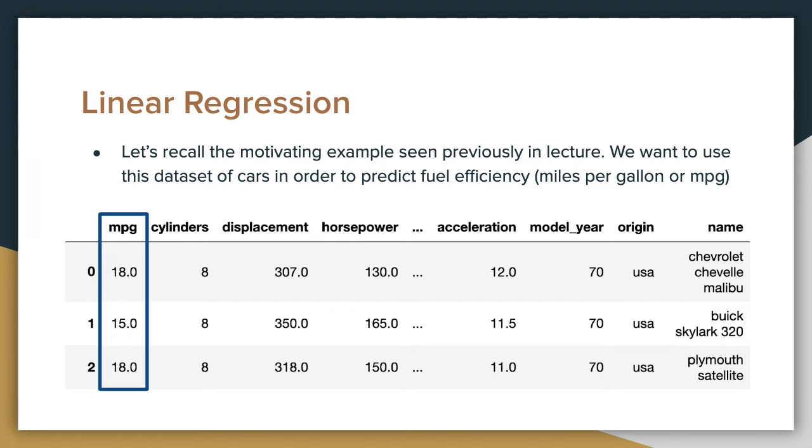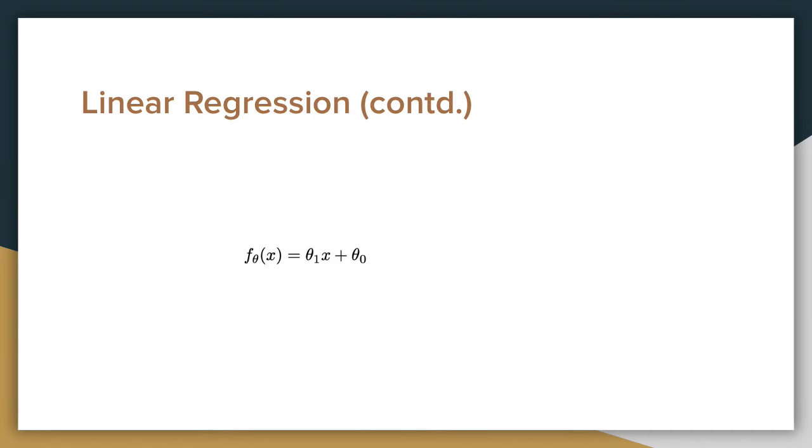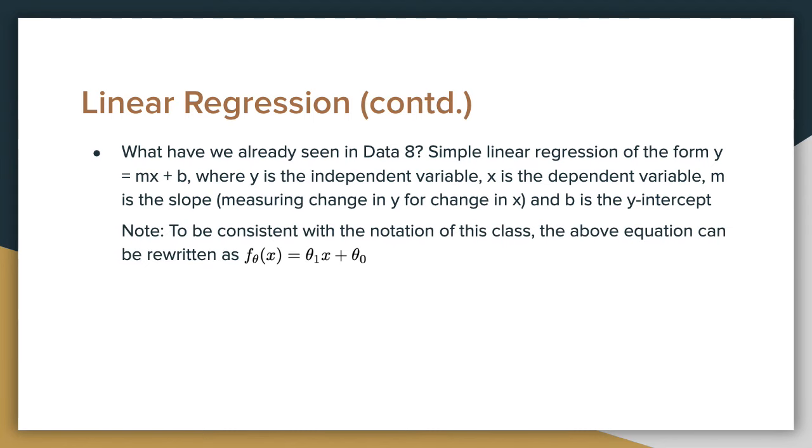This is the data set we'd seen previously in lecture regarding cars and different attributes, and what we wanted to predict was their fuel efficiency, measured in miles per gallon, that's the column in the blue box over there. So I want to talk about what you already have seen in Data 8, that's a simple linear regression in the form y = mx + b. I'm assuming you guys are all familiar with this equation. Y is your dependent variable, X is your independent variable. M measures your change in Y for a change in X, and the b term accounts for any y-intercept you might have.